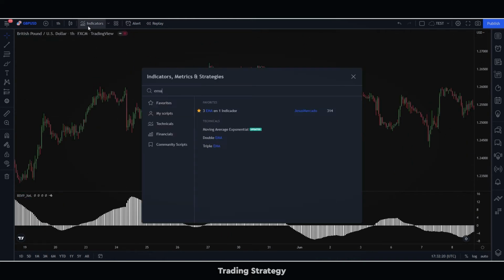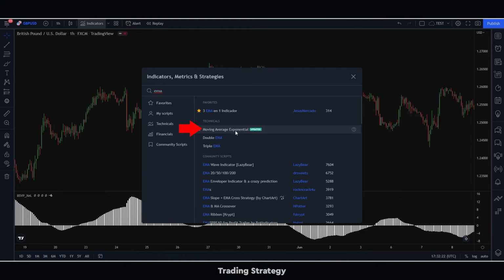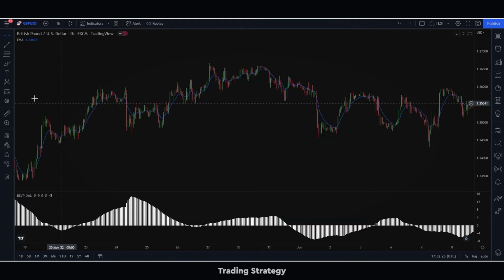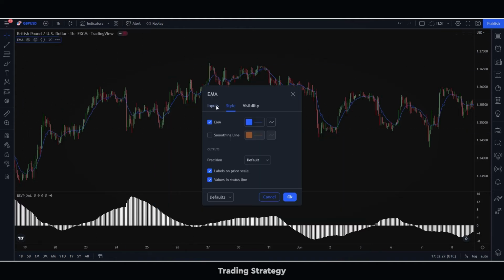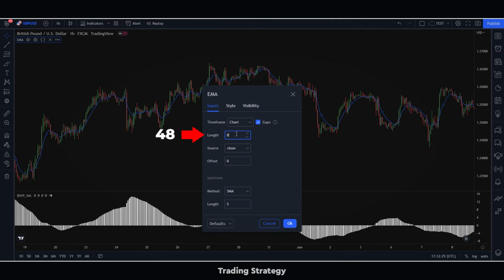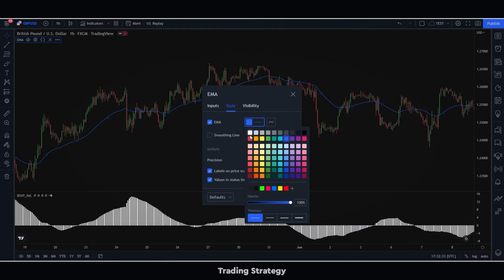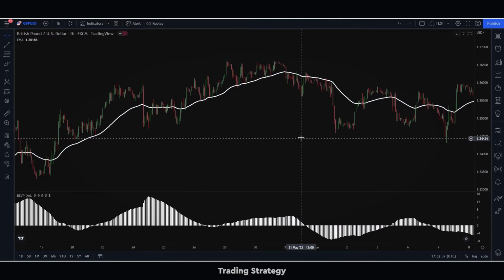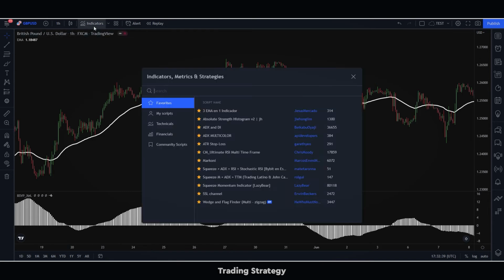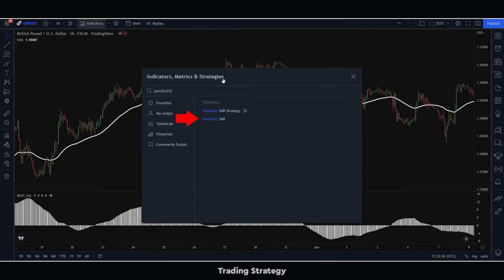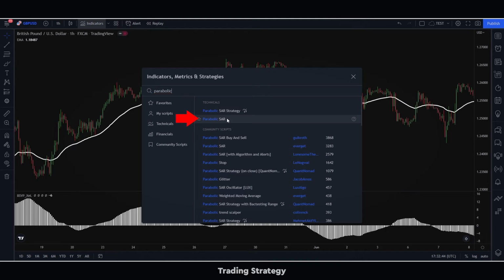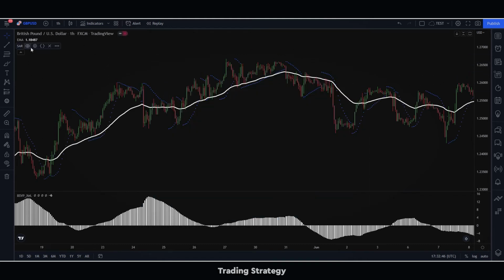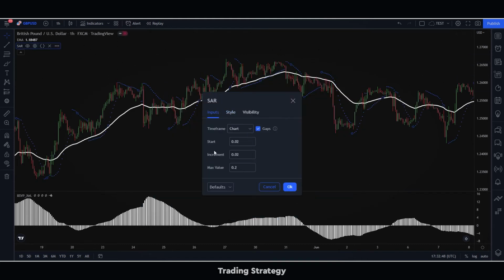Next, we will select an exponential moving average. This moving average, we will make it 48 periods and we will change the color to white and the thickness to 3. Finally, we will select the Parabolic SAR indicator. We will leave the default parameters for this indicator, and we will put the points in red.